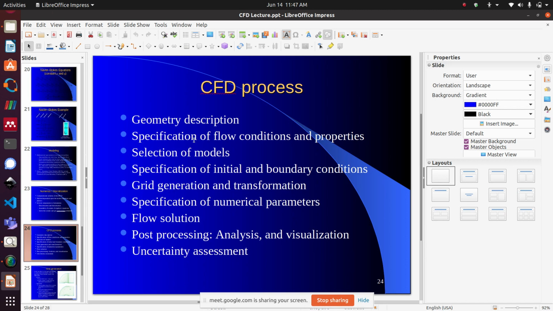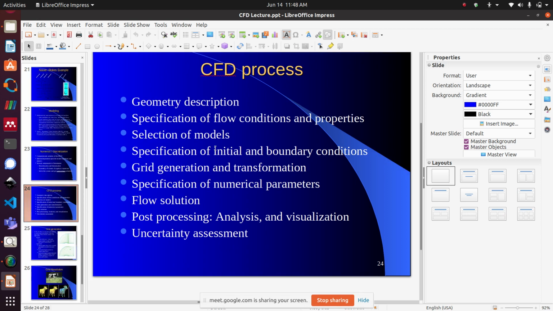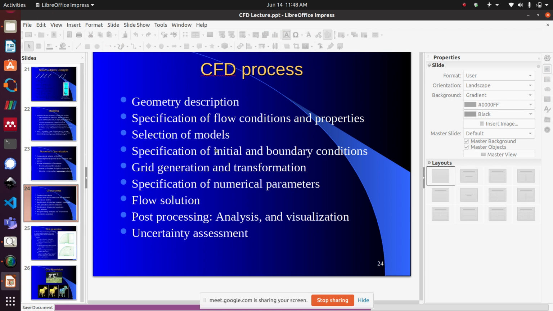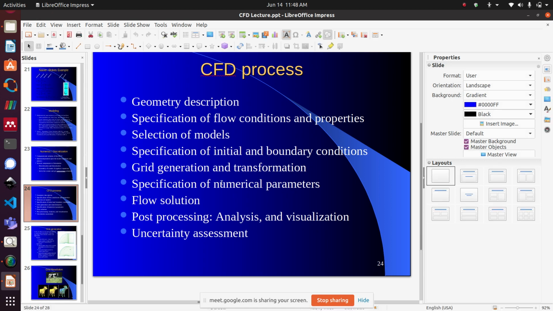So the solving part is: you need a geometry, you need to model the actual geometry, you need to specify flow conditions, properties, select proper models, initial conditions, boundary conditions, and you need a grid. I'll talk about grid; you will hear it right now. You need to make a grid, and transformation, maybe it's not necessary all the time. Numerical parameters, then you need to simulate the whole flow.